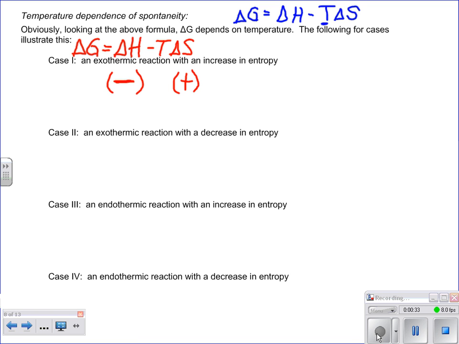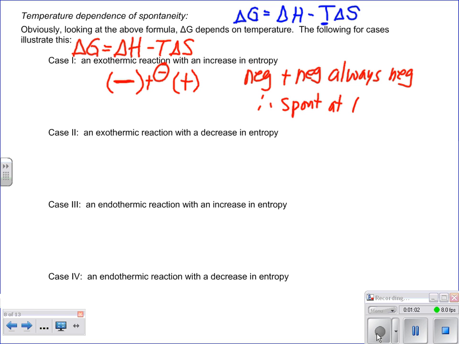Well, what I'm doing is I'm saying a negative minus T times a positive, so plus this negative value. Whenever you have a negative plus a negative, let's write that down, negative plus a negative is always going to be negative. So therefore, it is going to be spontaneous at all temperatures.